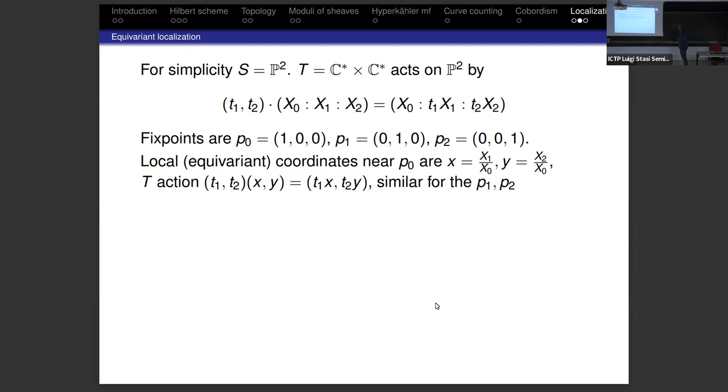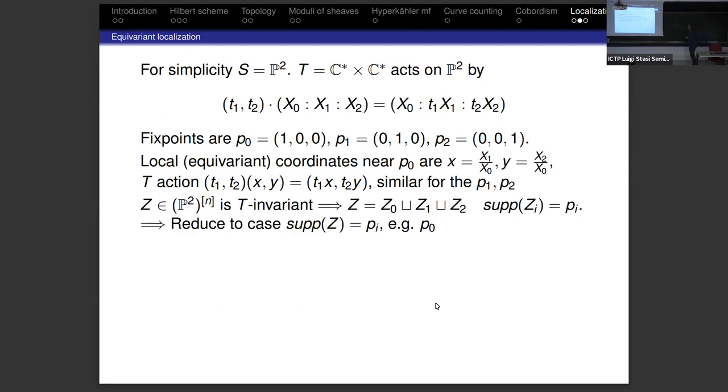And we can apply this. The local equivariant coordinates near the point P0 would be x and y, like this. And the action on these coordinates, therefore, will be like this. And you can compute what the action on the local coordinates near P1 is. Obviously, this is an exercise.